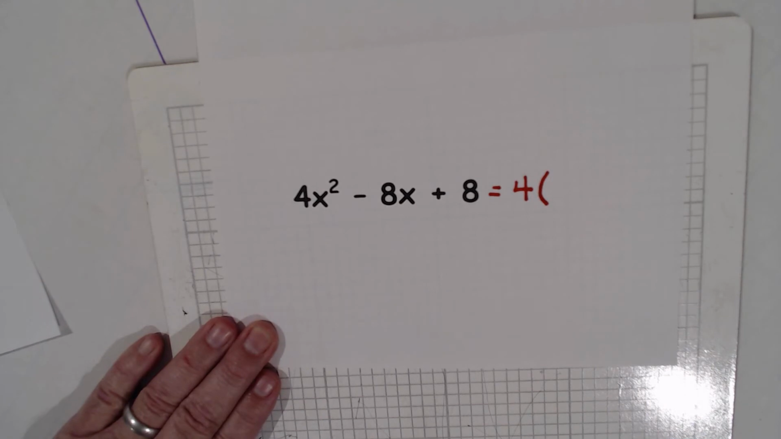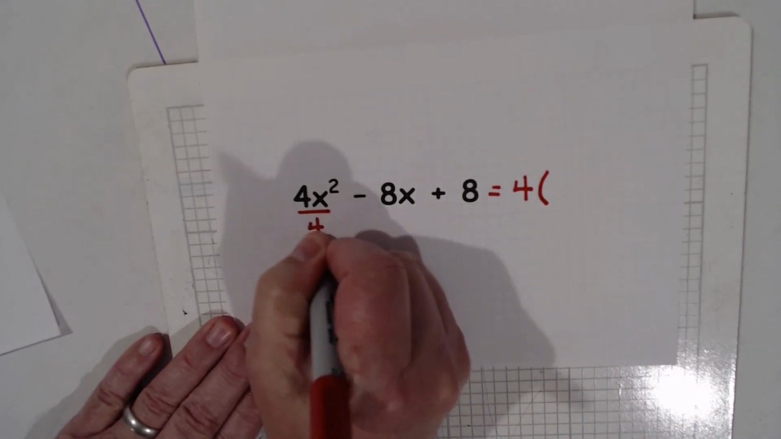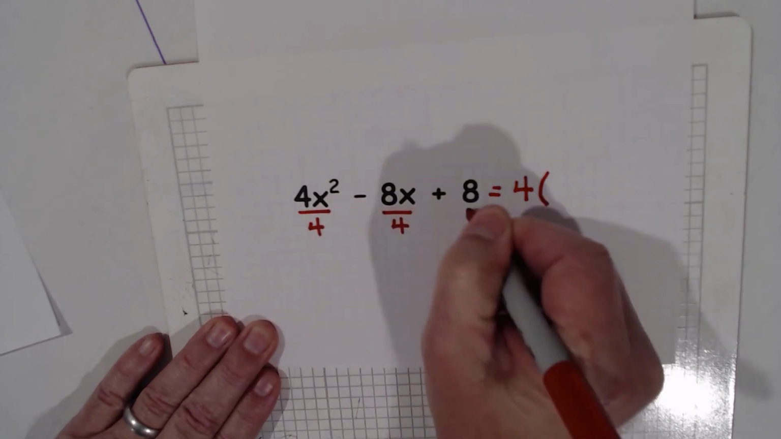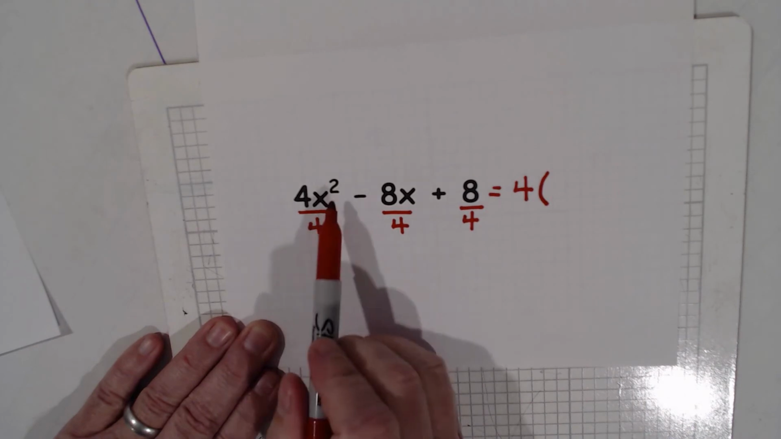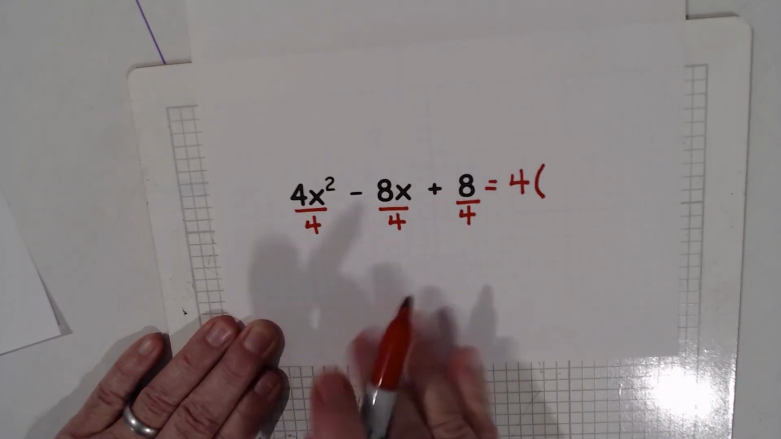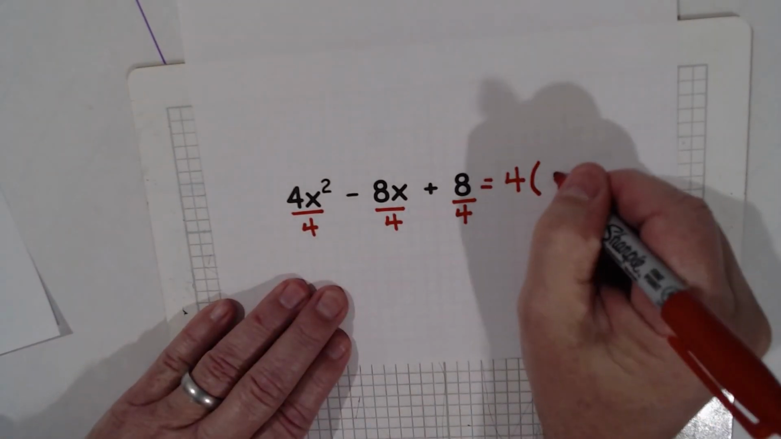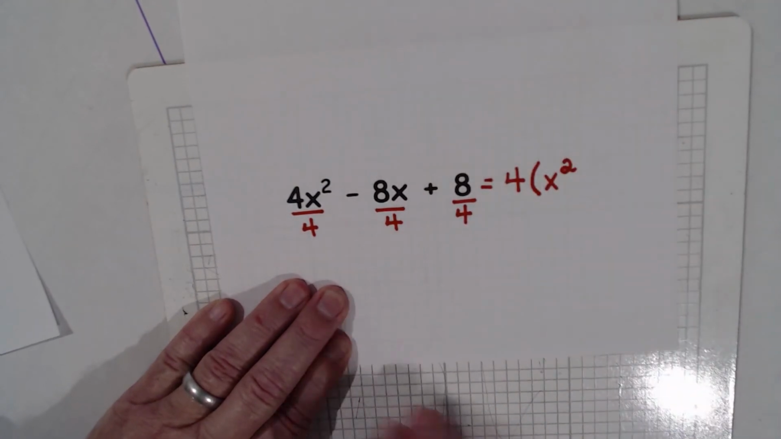and how do I get what goes inside the parentheses? I divide each one of those by 4. I divide this one by 4, this one by 4, and this one by 4. So 4x squared divided by 4. 4 divided by 4 is 1. That means I have an x squared left over inside there.